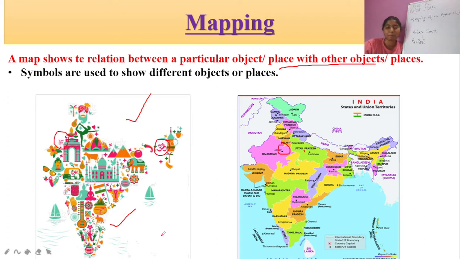In the same way we also have maps where water is shown in blue color and mountains in brown color, right? So that way we come to know that.